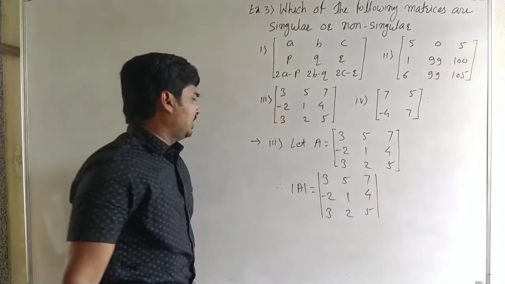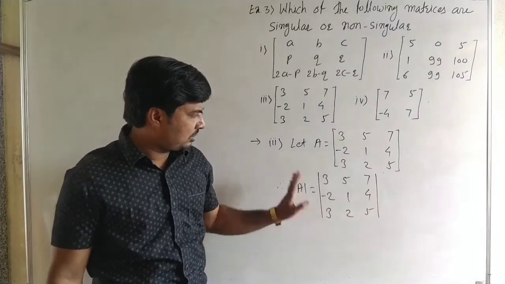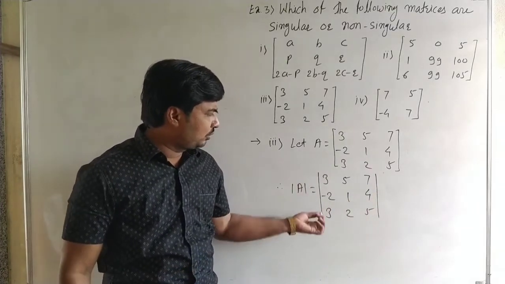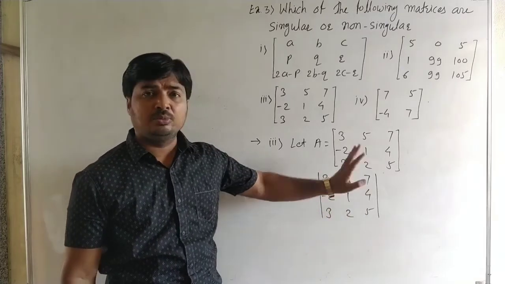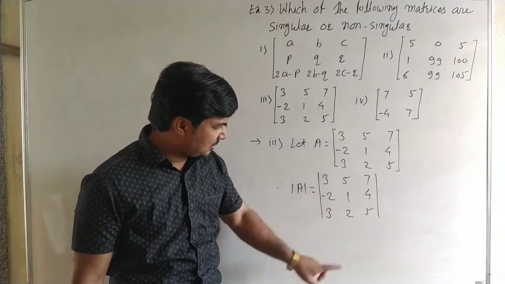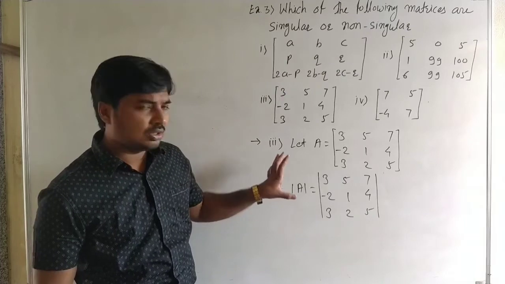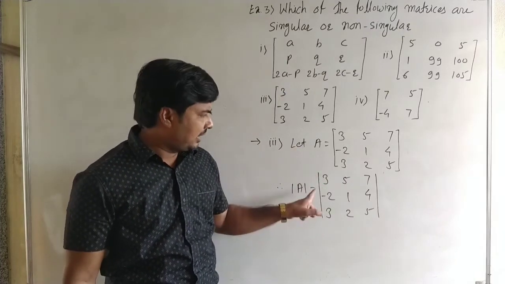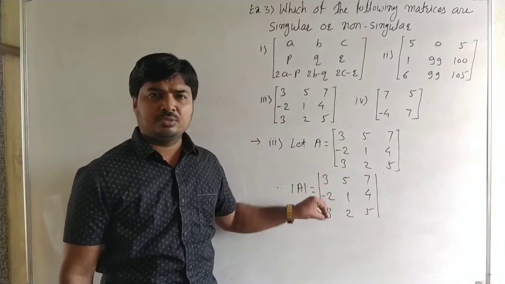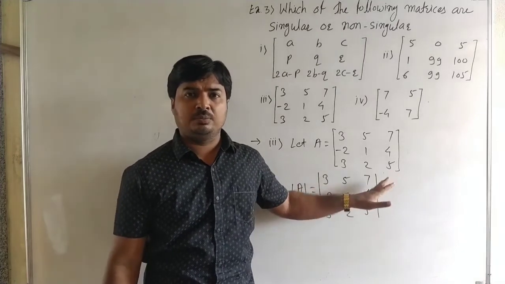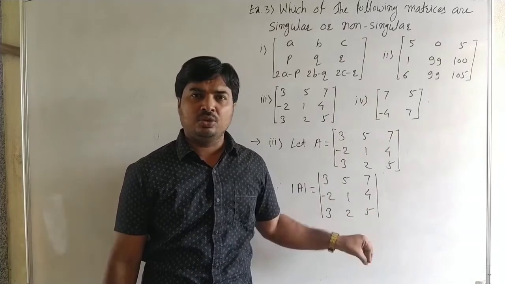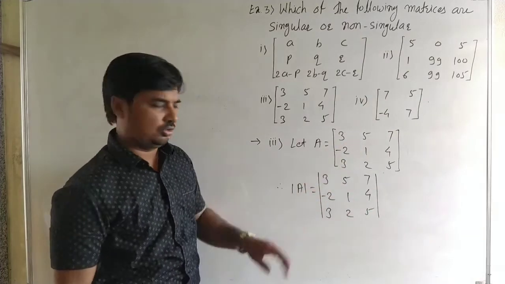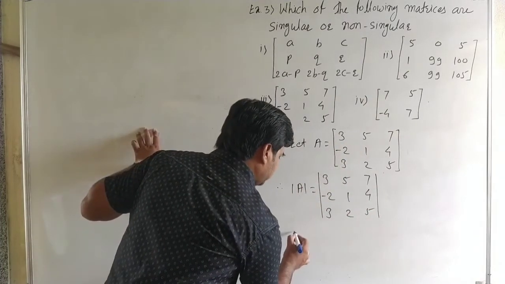Here in this determinant, first see carefully. If any two rows or any two columns are equal, then the value of the determinant is 0. But in this determinant there is no possibility of rows or columns being equal. These digits are very small, so we can directly expand and find the value of the determinant. If it is 0, then it is singular, and if it is not 0, then it is non-singular. We can directly expand.